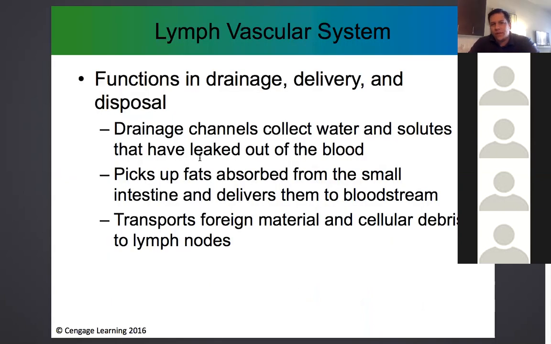Again, the lymph vascular system functions in drainage, delivery, and disposal. Drainage channels collect water and solutes that have leaked out of the blood, pick up fat absorbed from the small intestine and deliver them to the bloodstream, and transport foreign material and cellular debris to the lymph nodes.